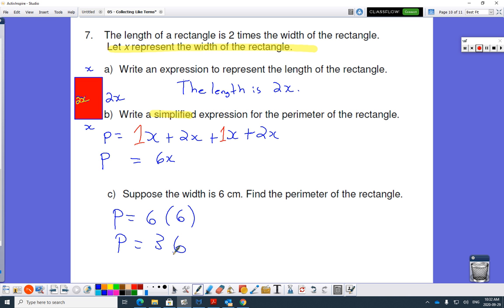And what did I forget? Let's just check to see if you remember from grade 8, an important part of this answer. P equals 36 centimeters. Yeah, we always want to have units there in the end.